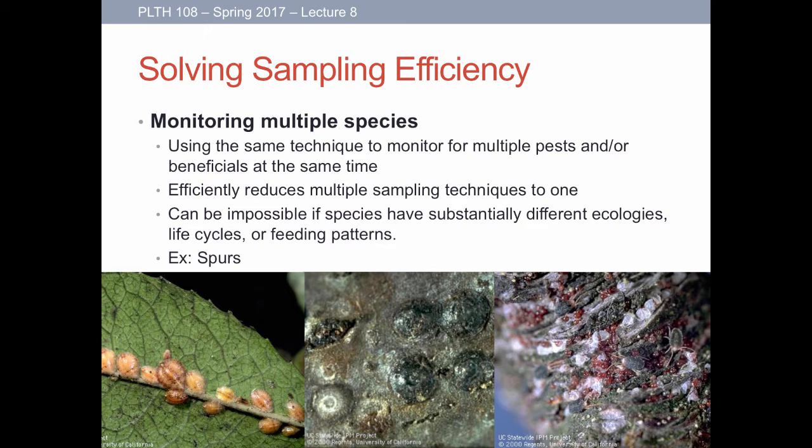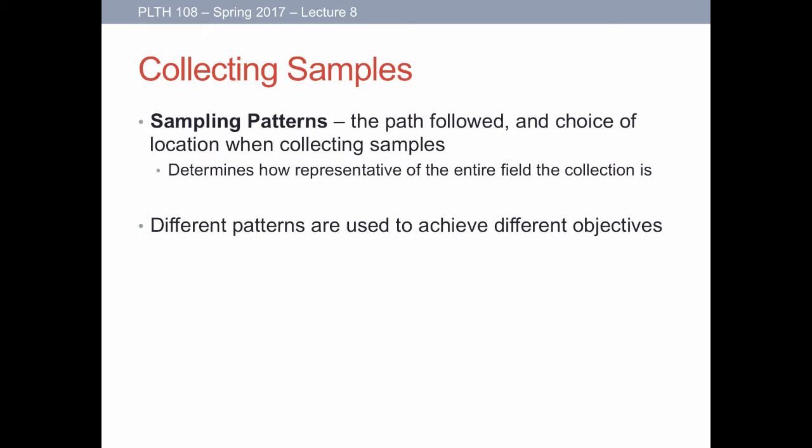All right, so those are the last of the efficiency savers. I just wanted to take a moment to cover the ways that we collect samples in terms of sampling patterns. And that'll wrap up the sampling section, I believe. So sampling patterns are pretty simple. It's more or less just the path that you follow and the choice of the location where you collect the samples in a field, right?